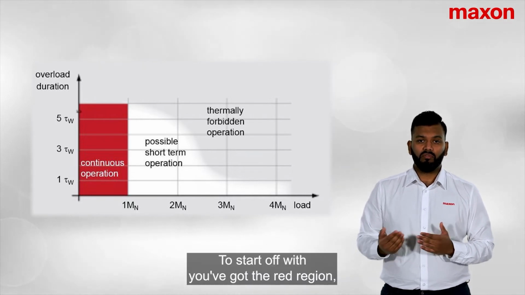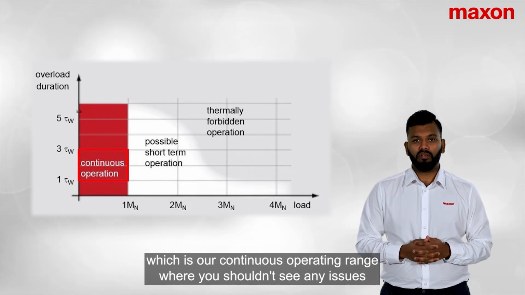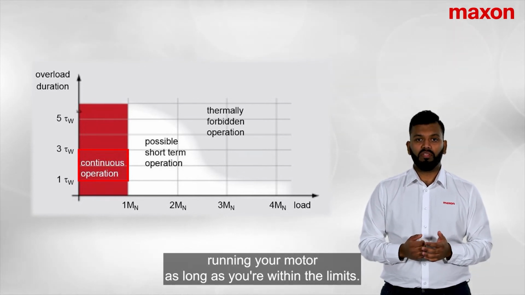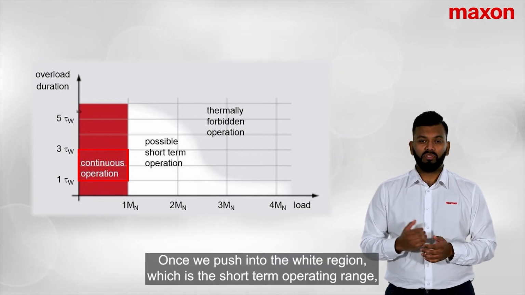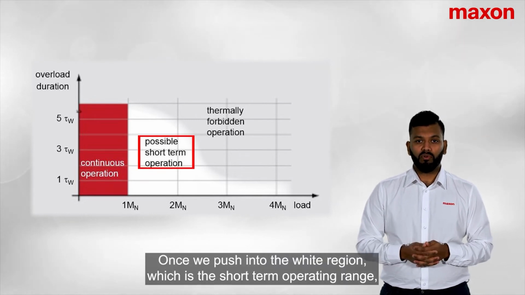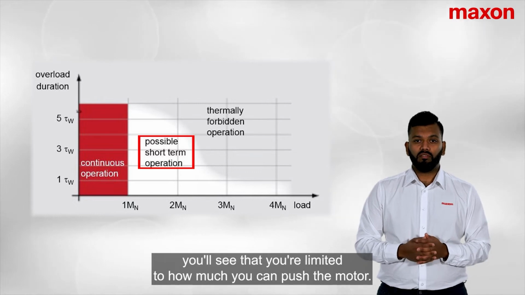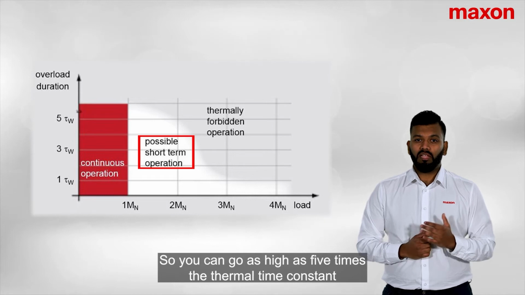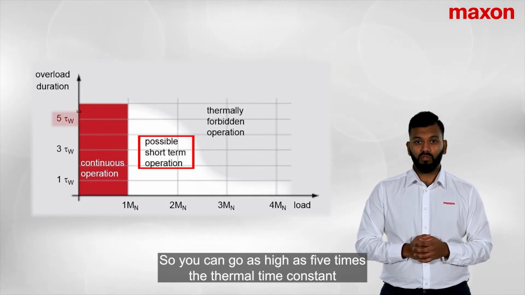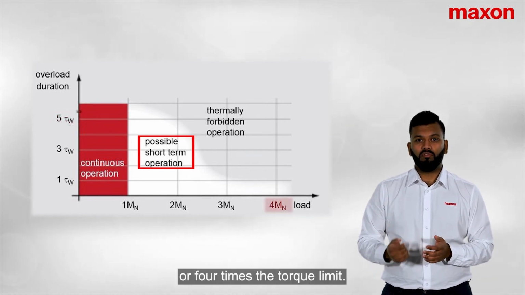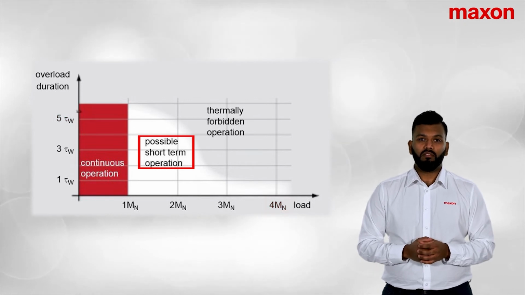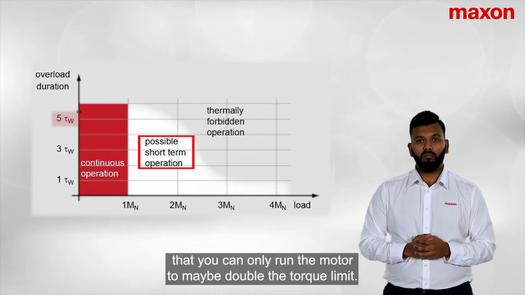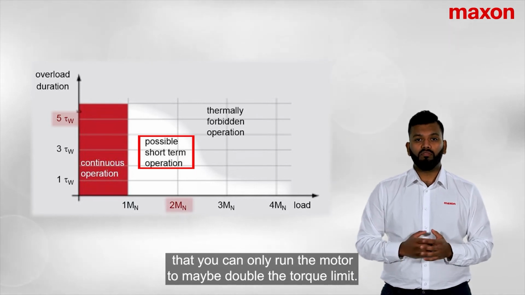To start off, you've got the red region, which is our continuous operating range, where you shouldn't see any issues running your motor as long as you're within the limits. Once we push into the white region, which is the short-term operating range, you'll see that you're limited to how much you can push the motor. So you can go as high as 5 times the thermal time constant, or 4 times the torque limit. If you were to go to 5 times the thermal time constant, you can see that you can only run the motor to maybe double the torque limit.